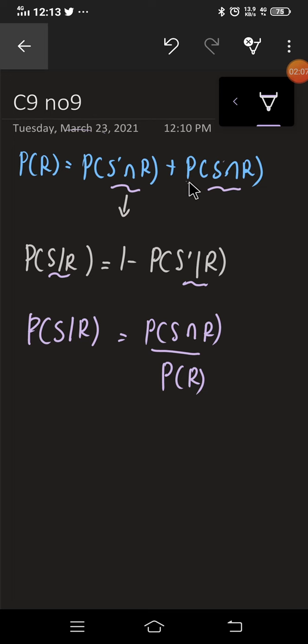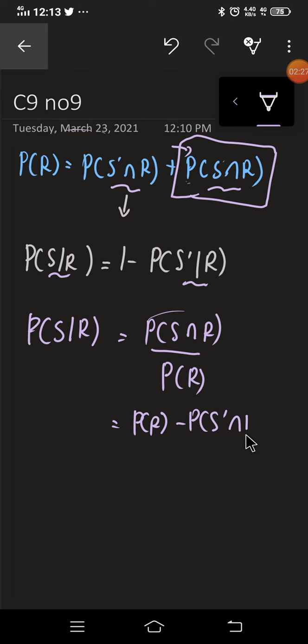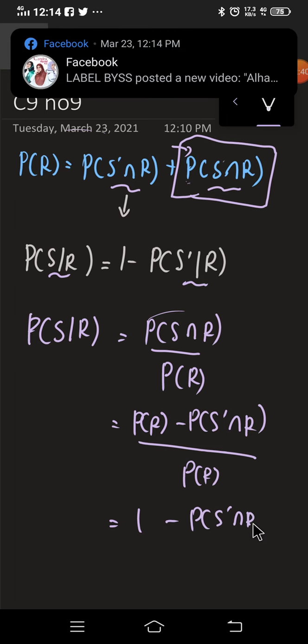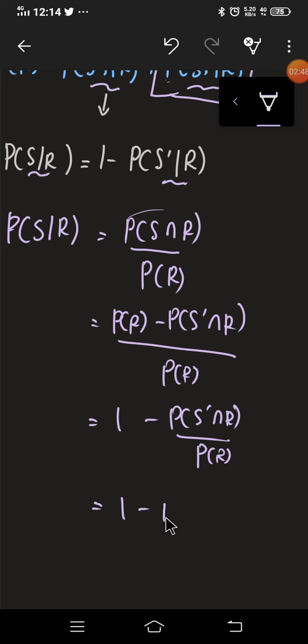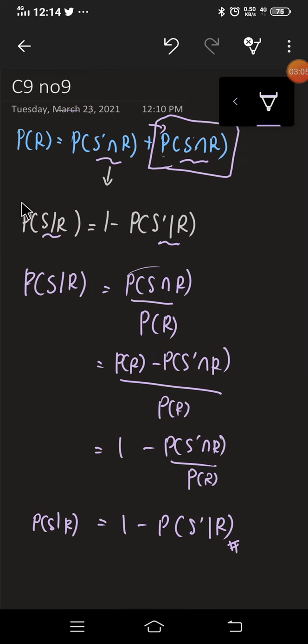And then from the previous equation given in the question, if we let probability of S intersect with R as the subject, this is equivalent to probability of R minus probability of S prime intersect with R, all divided by probability of R. So what do we have? Probability of R divided by probability of R is equal to 1. And probability of S prime intersect with R divided by probability of R is equivalent to probability of S prime given R. So now we have shown that probability of S given R can be written as 1 minus probability of S prime given R. This is one of the methods we can show this equation.